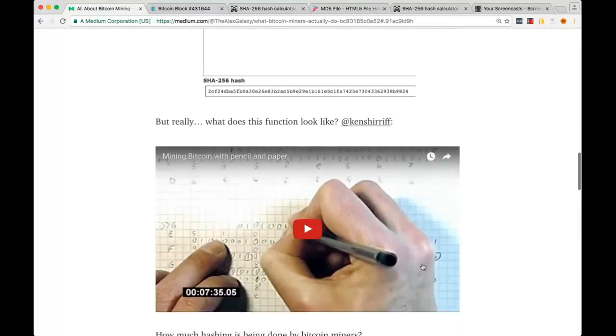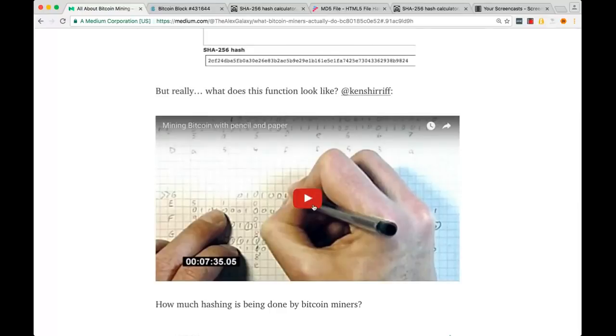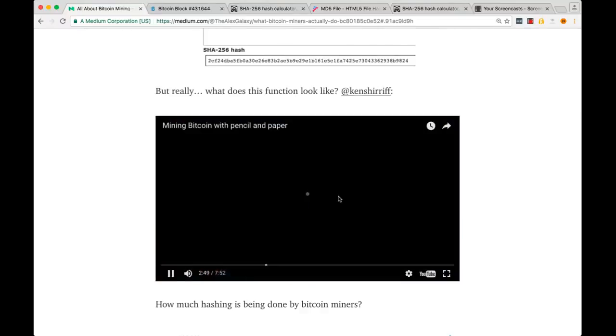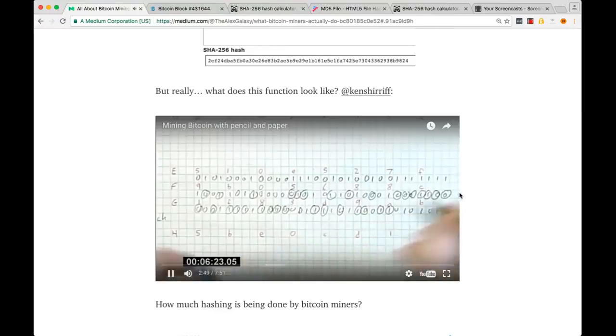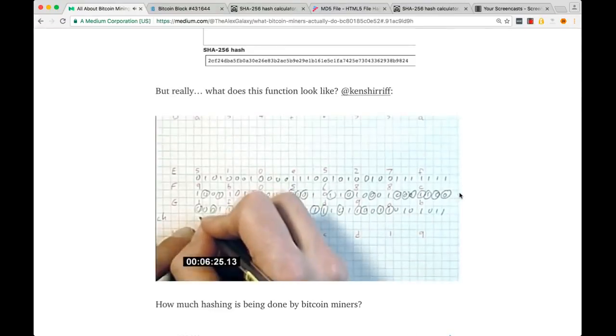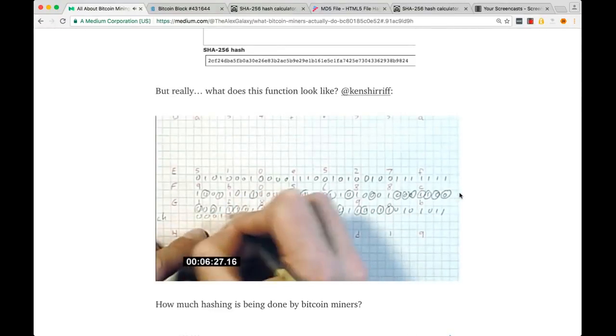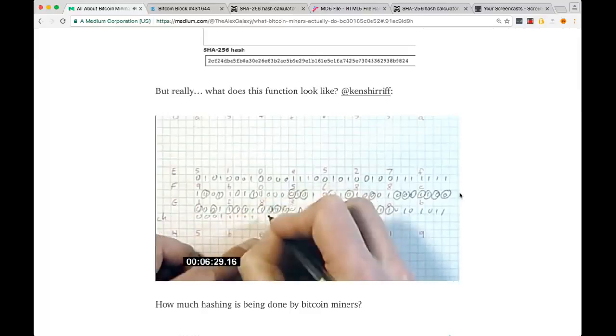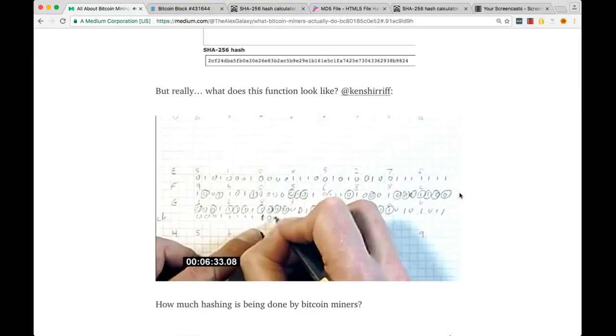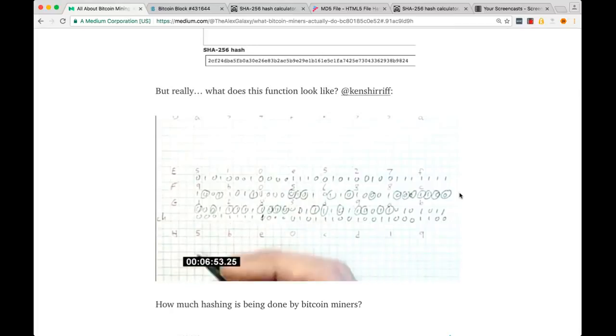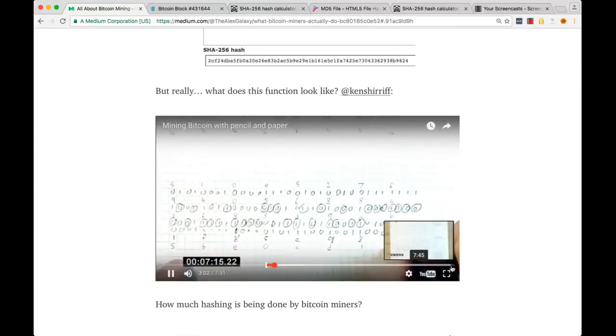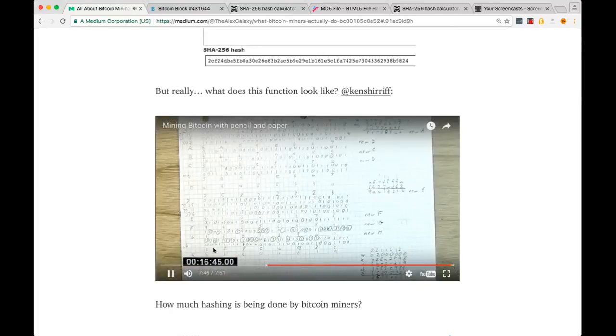So really, what does this SHA-256 function look like? Well, here's Ken Shirriff performing one SHA-256 round by pencil. And now we write down the circled bits underneath here for our choice. 0001, 1111, 0. So this whole hashing algorithm takes him, I think, 16 minutes or something. One round. Almost 17 minutes. The SHA-256 hashing.